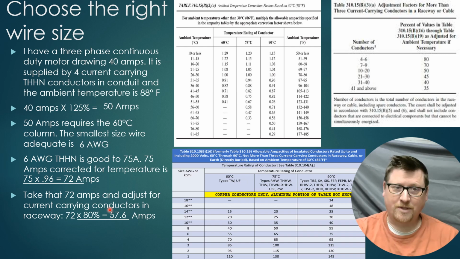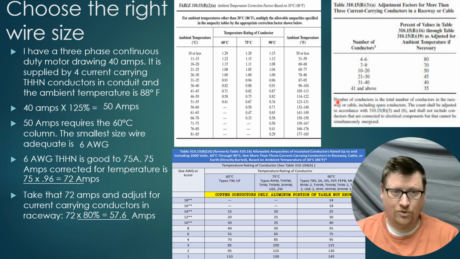Now, it shouldn't matter which one of those you do first when we're doing multiplication, because you're multiplying by 0.96 and then by 0.80. Any order that you put those in, it should work out the same. But we're going to do ambient temperature first, then we're going to add on the adjustment factors. I believe that's the way it's done in the code book. So 57.6 amps. That's what we get after our two deratings, our correction factor and our adjustment factor. We have made both of those adjustments.